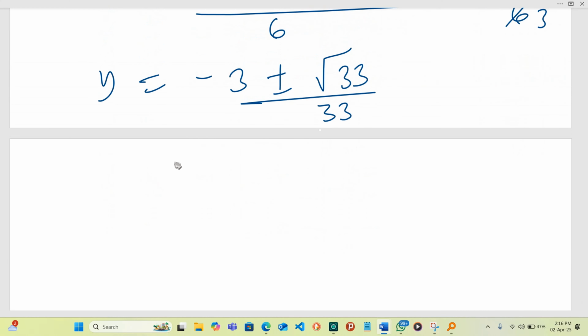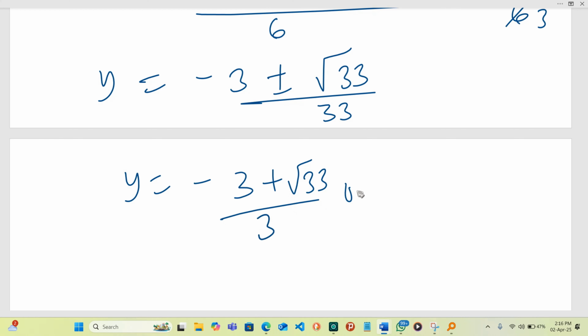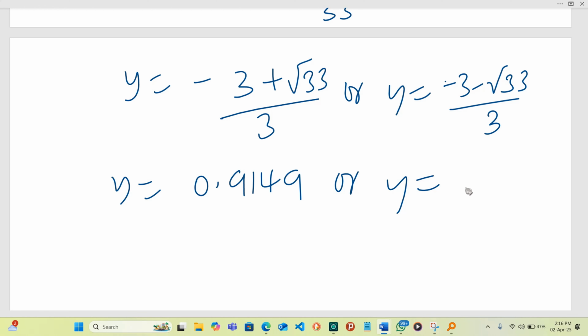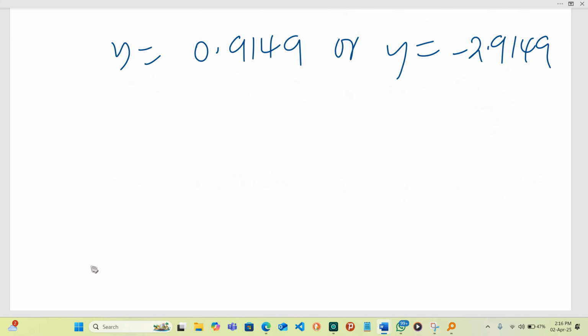So meaning y is equal to negative 3 plus square root of 33 out of 3, or y is equal to negative 3 minus square root of 33 out of 3. So putting it in decimal points, y is equal to 0.9149, or y is equal to, on my calculator, negative 2.9149. So let's look for x.